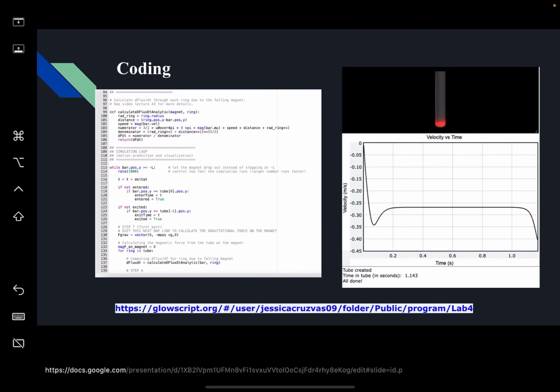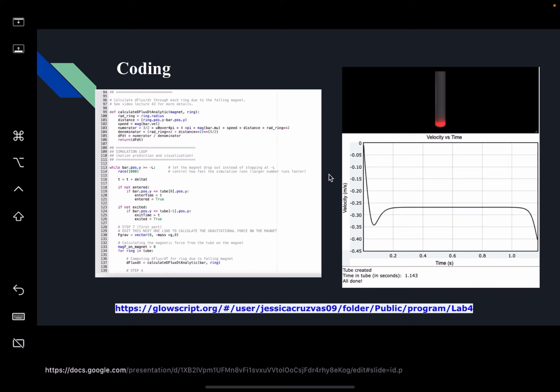Coding. Our coding was pretty big to fit in a slide, so I decided to grab a chunk. This kind of shows how we calculated flux and the loop that simulated this. And I'm just going to talk through what I did for the coding.